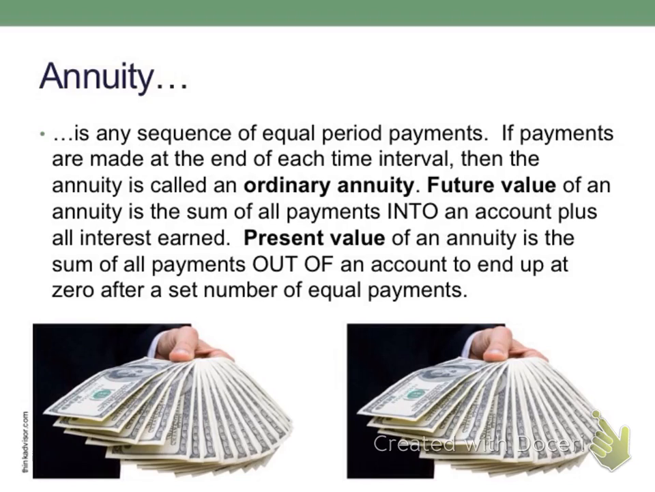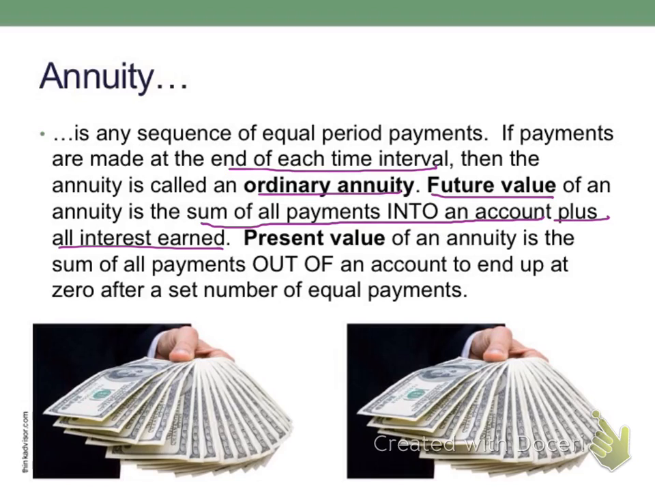Now, we said before that if we were making the payments at the end of each time period, then we had an ordinary annuity. And that the future value of that was the sum of all the payments that we were making into an account plus the interest that you earned. Okay? That's what we were doing last class and on the last video.